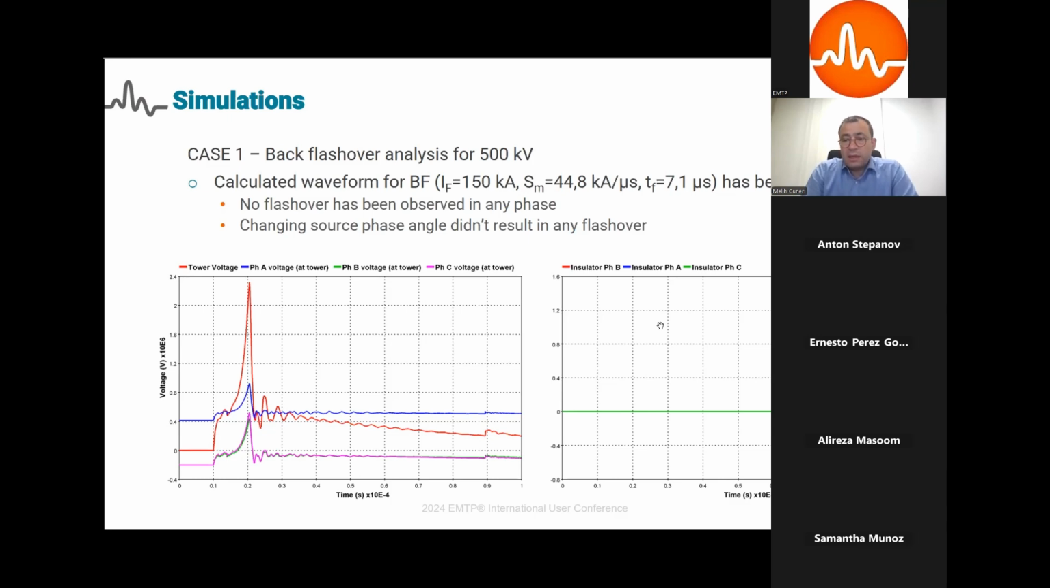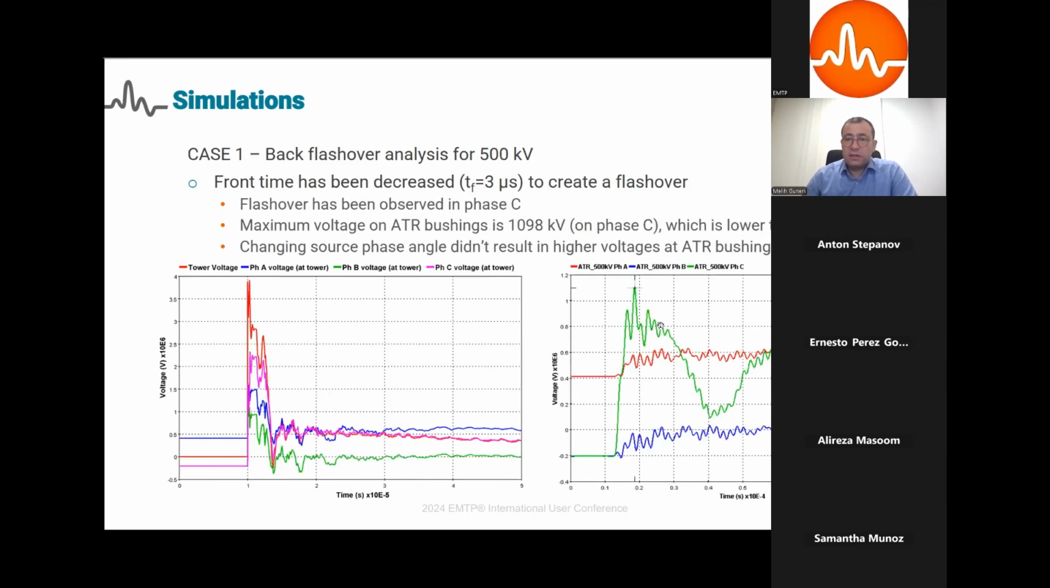This is quite in line with the literature, by the way. This is also specified in, as far as I remember, the book of Hileman as well. So at 500 kV level, the strength of the insulators is so high that you don't really expect any flashover for lightning cases. But in this case, at least we have seen this by ourselves as well.